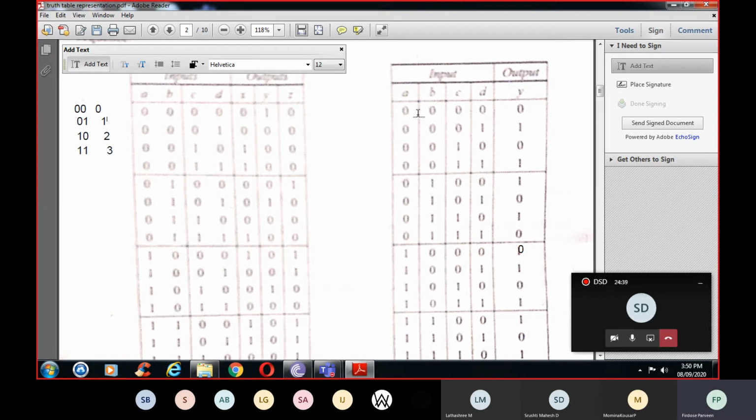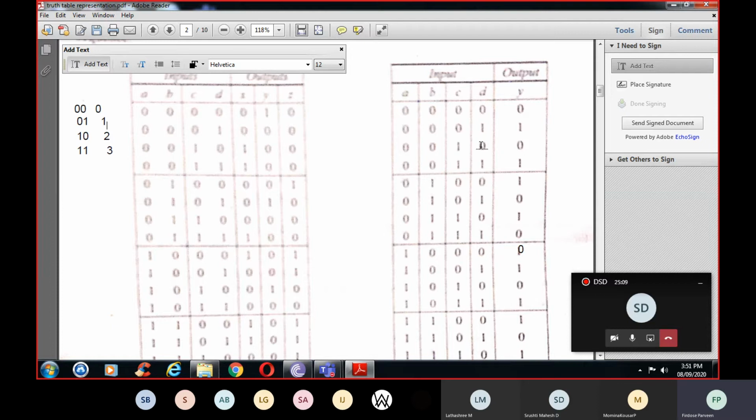0, 0 means it is only this 2-bit you see, because 2-bit is one single number. 0, 0 means 0, and 0, 0 means 0. So 0 plus 0 is 0. It is not an odd number, so the output will be 0. Next, 0, 0 means 0 and 0, 1 means 1. So 0 plus 1 is 1. 1 is an odd number, so it will generate an output here, that is 1.